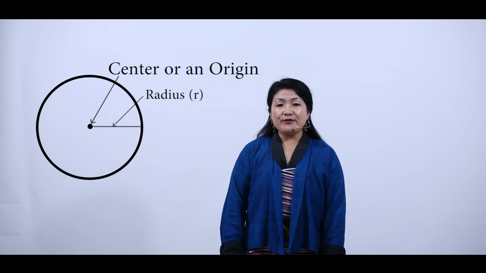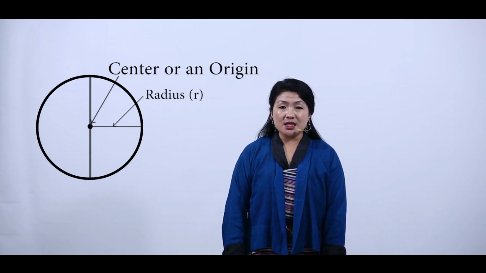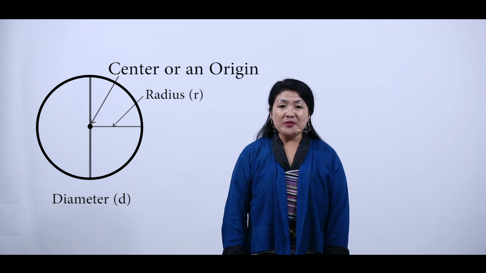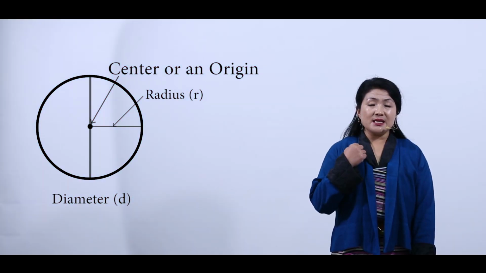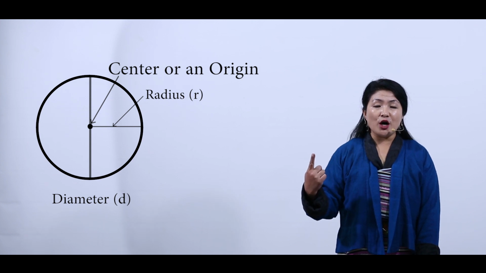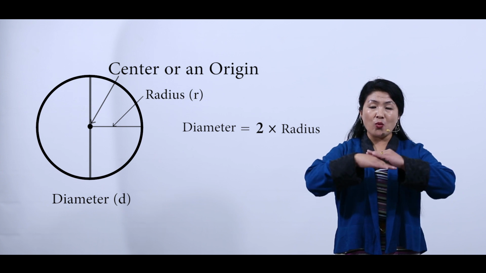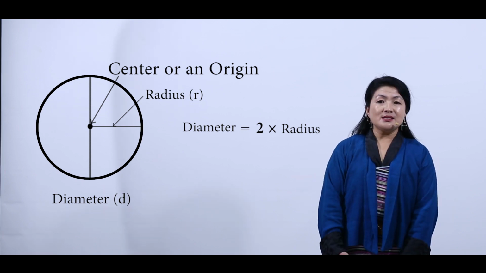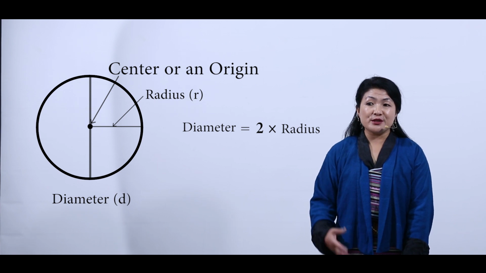Next, I have a longer line here which passes through the center of the circle, and that is called diameter. It is represented by D. Let me say that one diameter is made of two radius. Okay, two radius together make one diameter. These are the parts of a circle we need when we find the circumference of a circle.